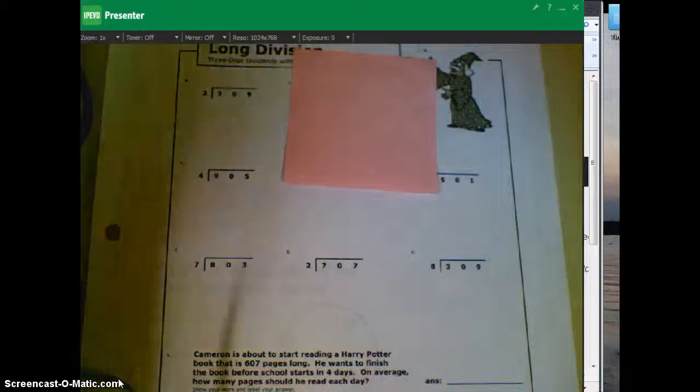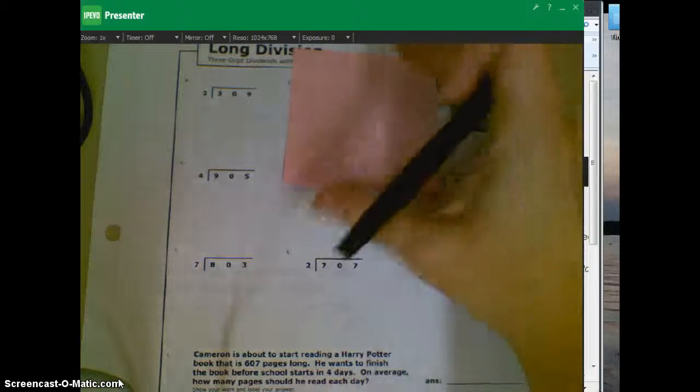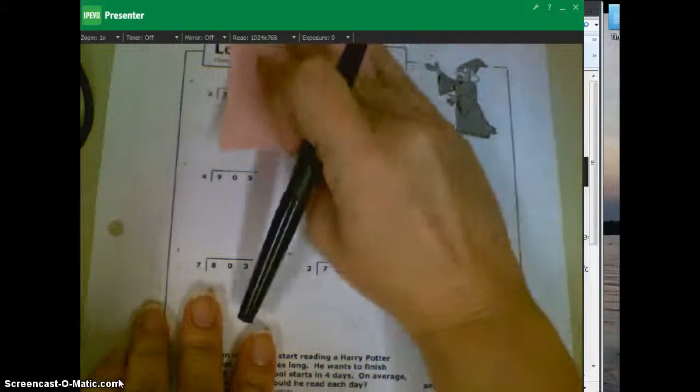All right, fifth graders, tonight's homework is long division. I like sticky notes to help cover it up so I can kind of keep my spot. And I'm going to start right here.